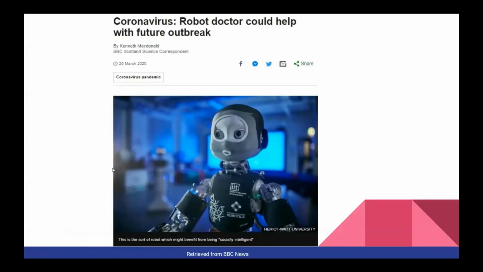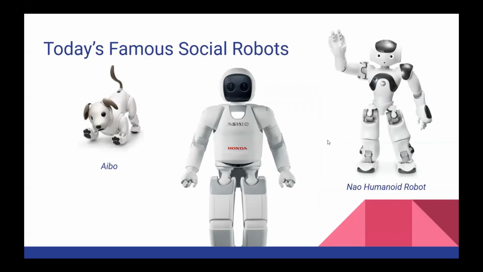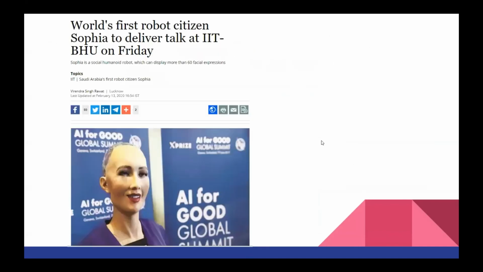Here you can see robot doctors and their applications in the news. Today's famous social robots consist of Aibo, Asimo, and now humanoid robots. You could be familiar with them. And as you know, Saudi Arabia gave citizenship to a social robot called Sophia.